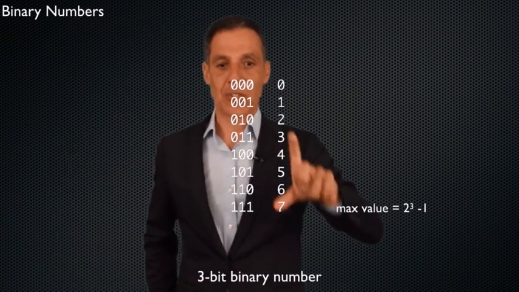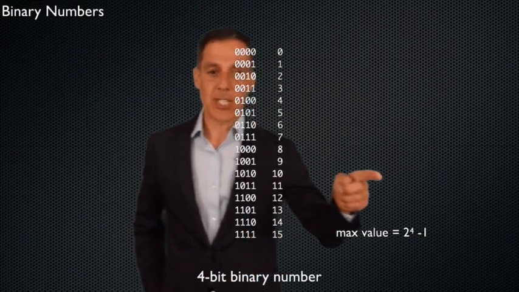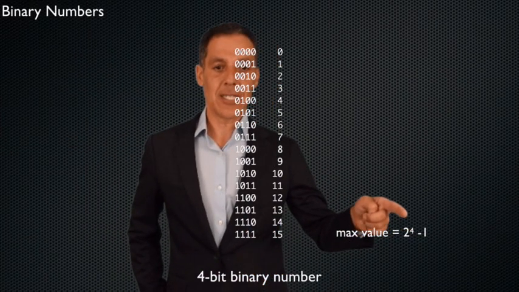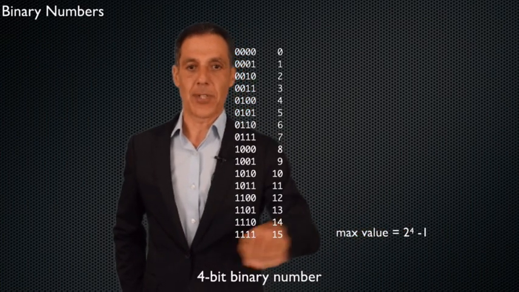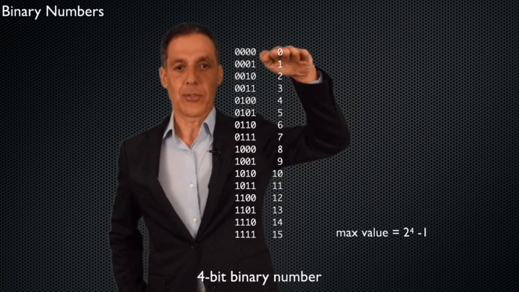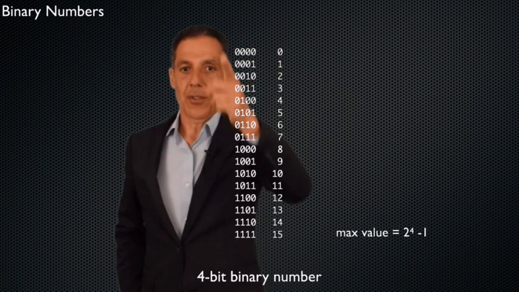I can count between 0 and 7. 4-bit binary number, same game. 2 to the 4 is 16. 16 minus 1 is 15. That's the maximum number. We have all 1s there. Minimum number is all 0s, of course. So again, 2 to the 0, 2 to the 1, 2 to the 2, 2 to the 3.